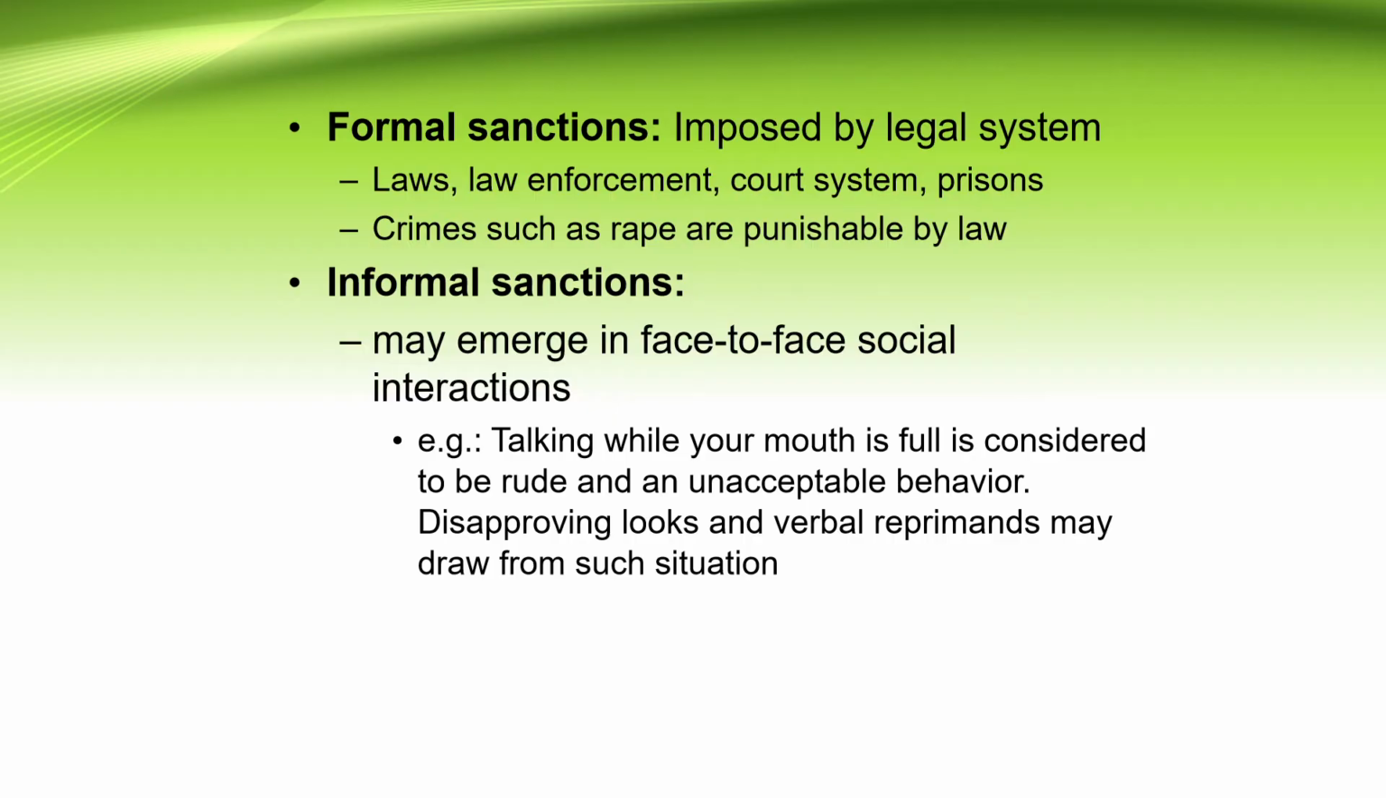Formal sanctions are imposed by the legal system. So this could be crimes such as rape, which can be punishable by law. These laws are formal sanctions. An informal sanction may emerge in face-to-face social interaction within groups. For example, talking while your mouth is full is considered rude and unacceptable behavior. Disapproving looks and verbal reprimands may arise from such a situation. This kind of sanction is what we call informal sanctions. So disapproving looks and verbal reprimands are examples of informal sanctions.